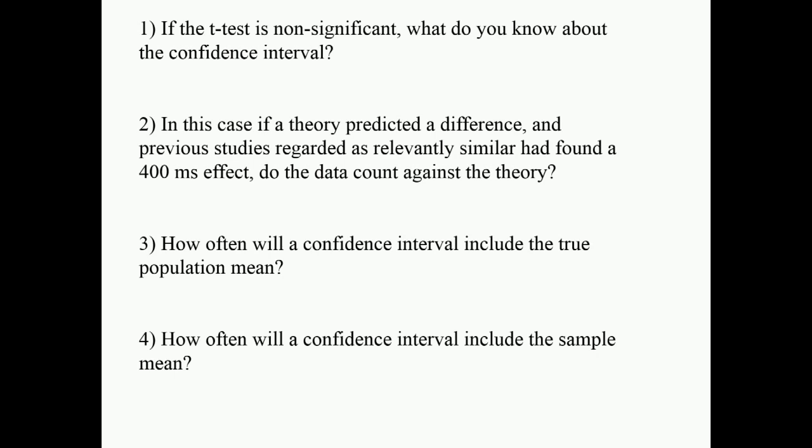Sample mean is always going to be a possible population value, isn't it? It's your best estimate of the population value, so it's always in the confidence interval. What's important is not whether the sample mean is in there, it's whether the interesting values are in there. 0, 400 milliseconds, whatever. The theoretically determined values, that's what you're asking, are they in that confidence interval?